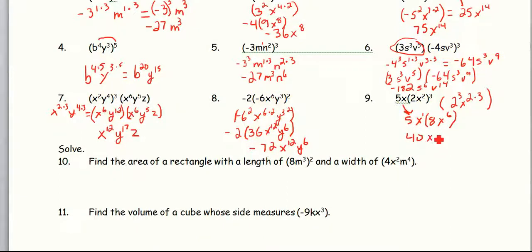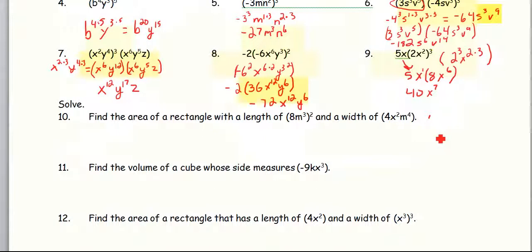All right. Number 10, you need to know that area equals length times width. So if I drew this, my length would be 8m to the third, squared, and this would be 4x squared m to the fourth. So what we have to do first is find out what this is.